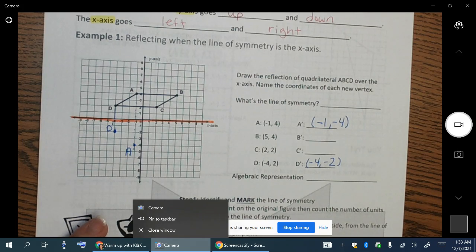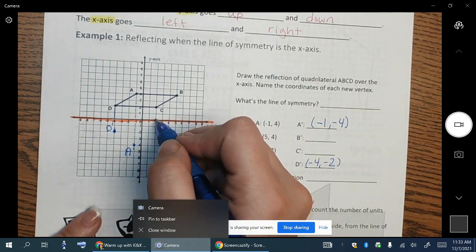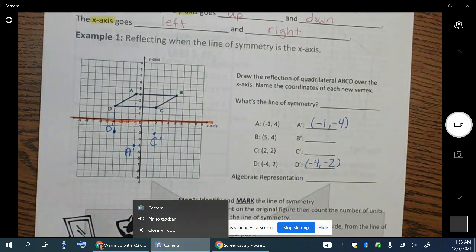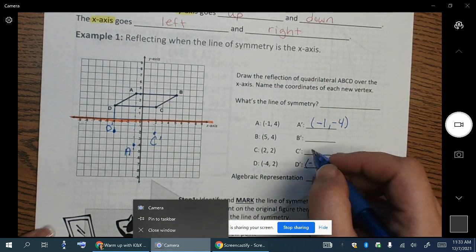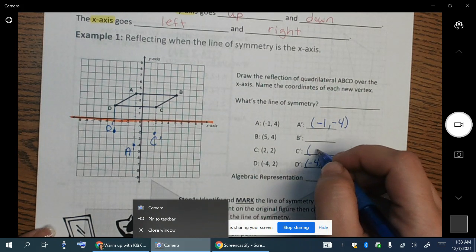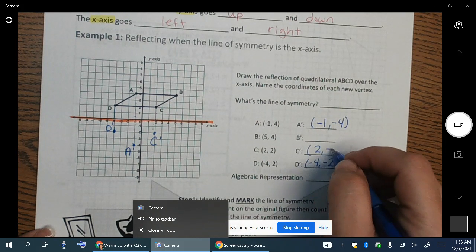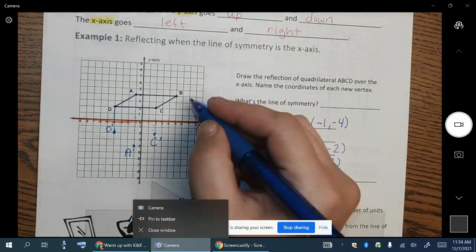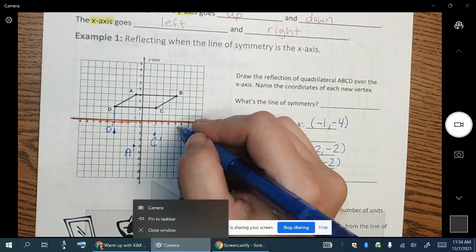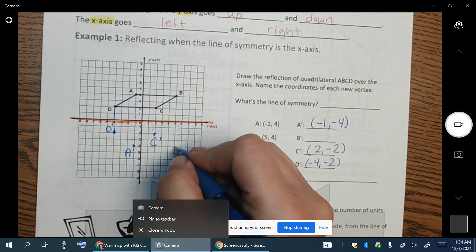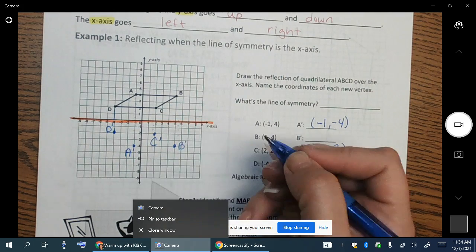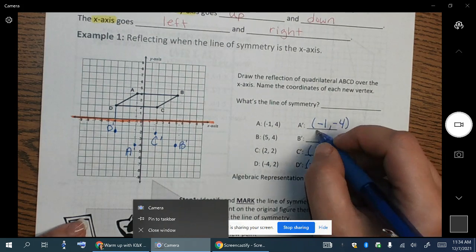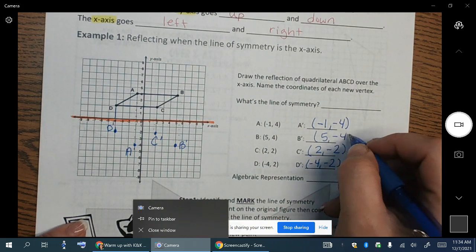Okay. C is how far? 2. So it needs to be 2. So that's C prime. No, it's just 2, -2. Yeah. So it goes forward 2 and then it goes down. So 2, -2. And then finally B. How far is B? 4. So 5, -4. Oh my goodness, Jeremiah. You know 5, -4. You're just getting your x and y split.